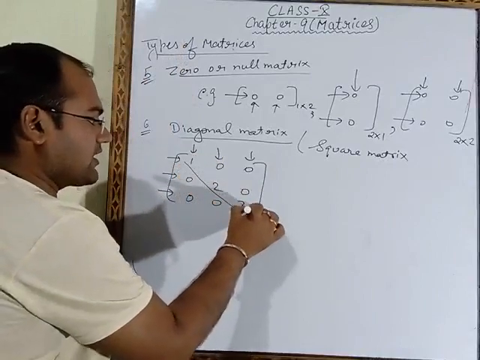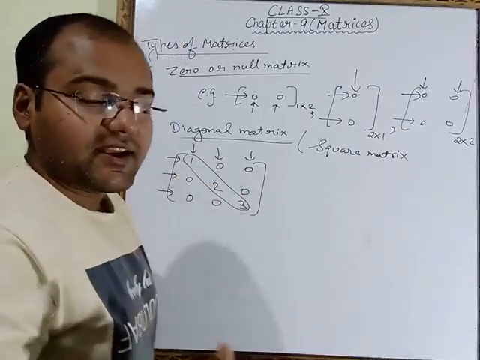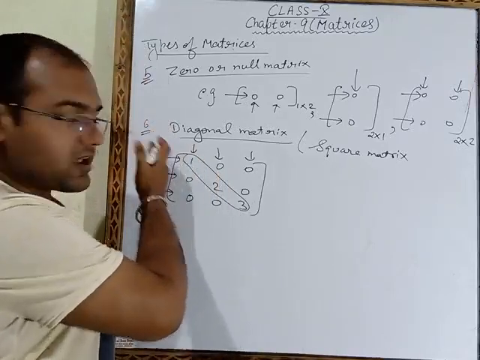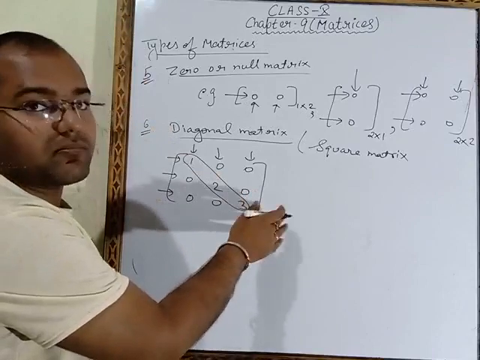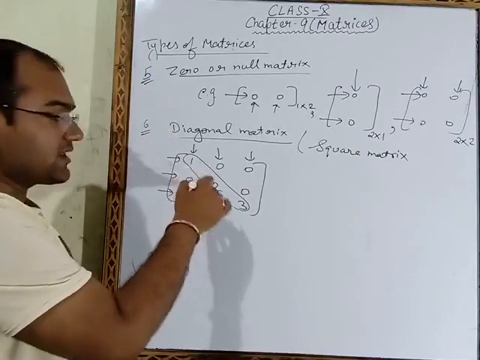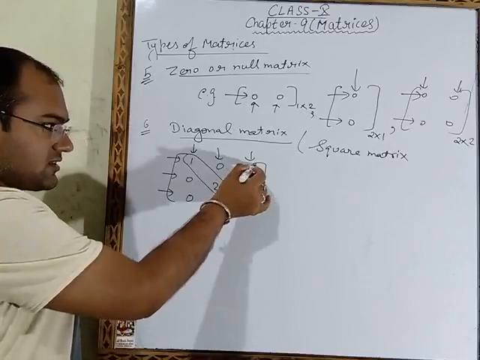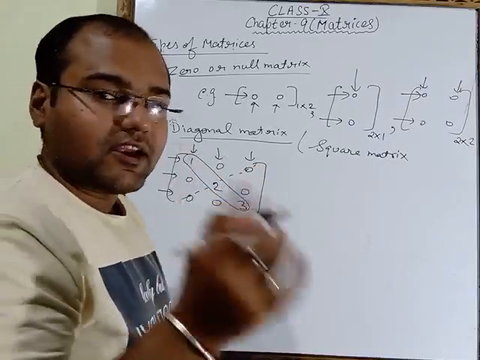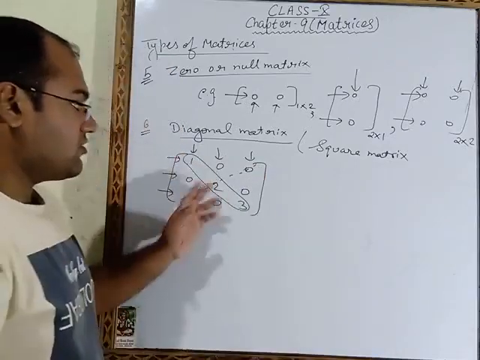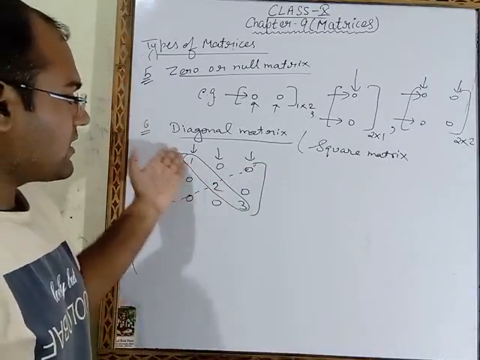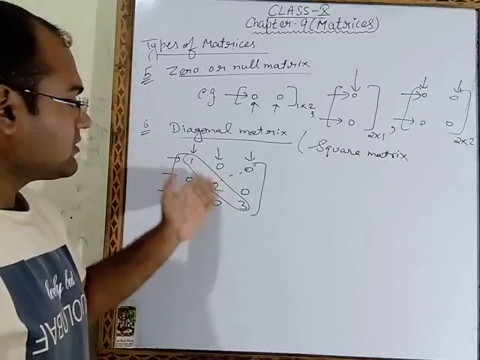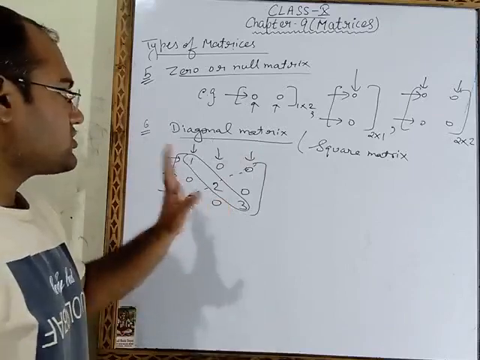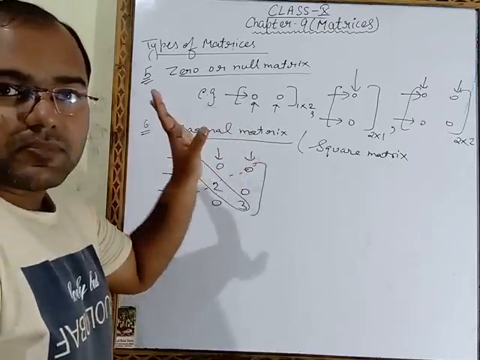So a diagonal matrix is a square matrix in which all the elements will be 0 except the elements of the leading diagonal. Leading diagonal means the diagonal which starts from the top left corner and ends on the bottom right corner. 2 diagonals are there. This is the first diagonal and this is the second diagonal. So which diagonal do we have to take? We have to take the leading diagonal. Leading means this one. Here all the elements are non-zero. Here 0 is not there, but the rest of the elements are 0. So such types of matrix are called diagonal matrix.